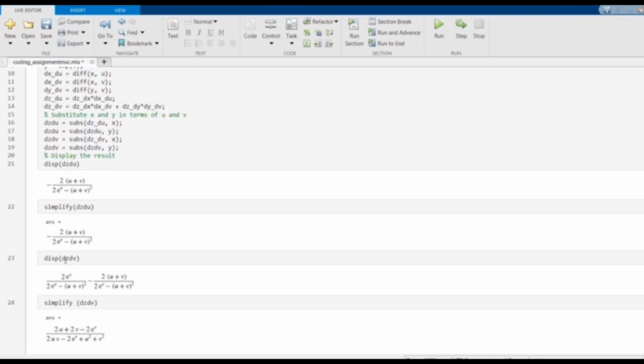And next for dz/dv, the numerator is 2 exponent v over 2 exponent v minus (u plus v) squared, minus 2(u plus v) over 2 exponent v minus (u plus v) squared. And after we simplify dz/dv, we gather up the numerator 2u plus 2v minus 2 exponent v, over 2uv minus 2 exponent v plus u squared plus v squared. So that's the result for the MATLAB simulation.